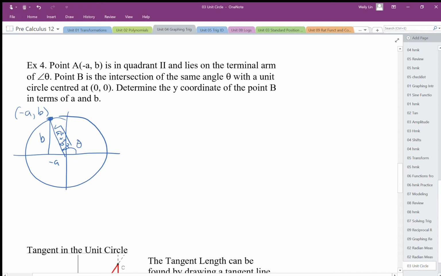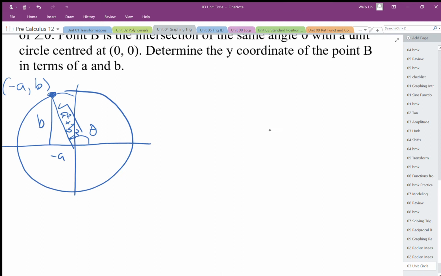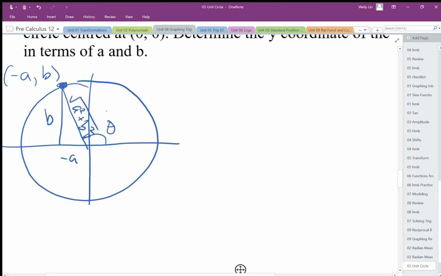We want the point on the unit circle that has the same angle theta. So what I'm going to do then is I'm just going to assume that the unit circle is smaller. Now it doesn't really matter, but I'm just going to draw my unit circle here, and I want to find that point. And I know that length is 1. And I know the point on the unit circle really is just going to be sine and cos. Well, sine and cos can be defined like this.